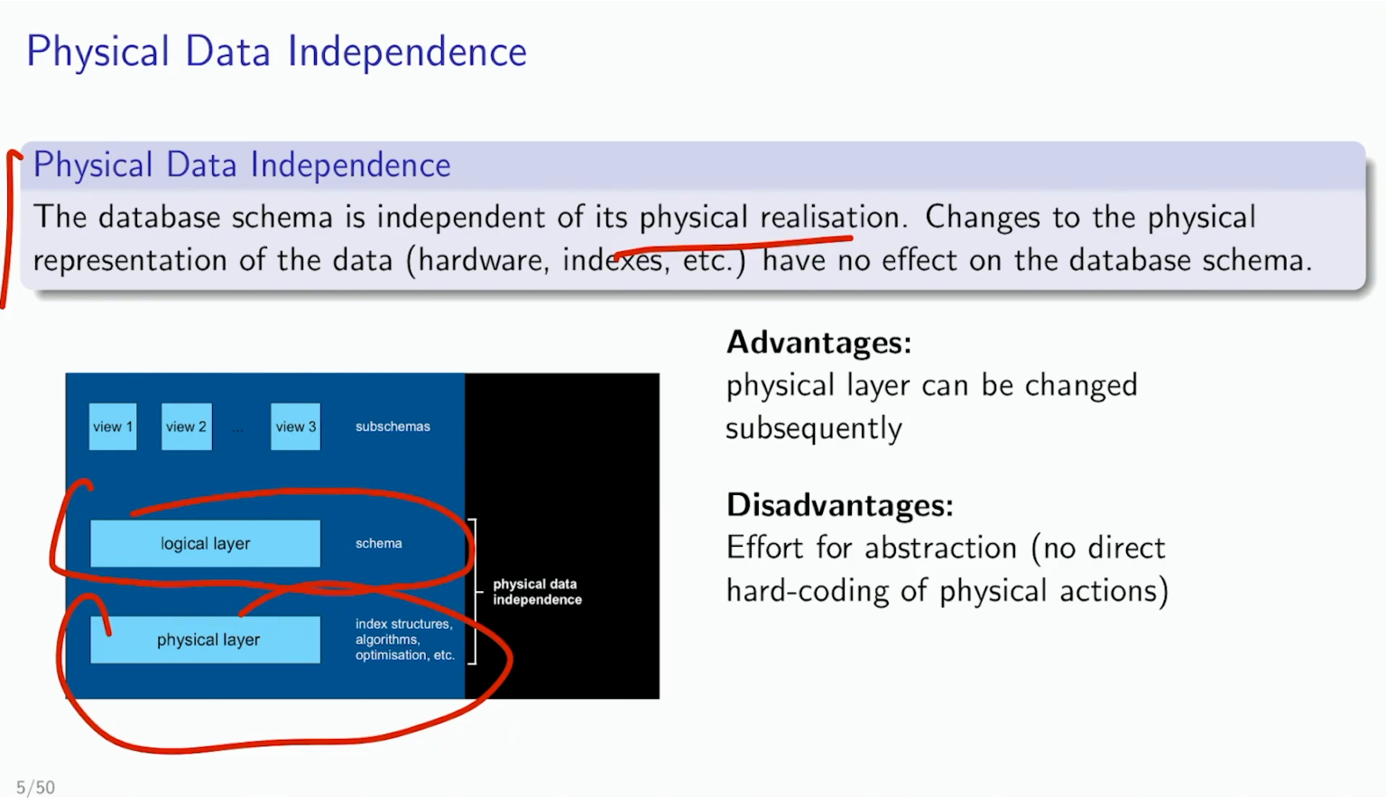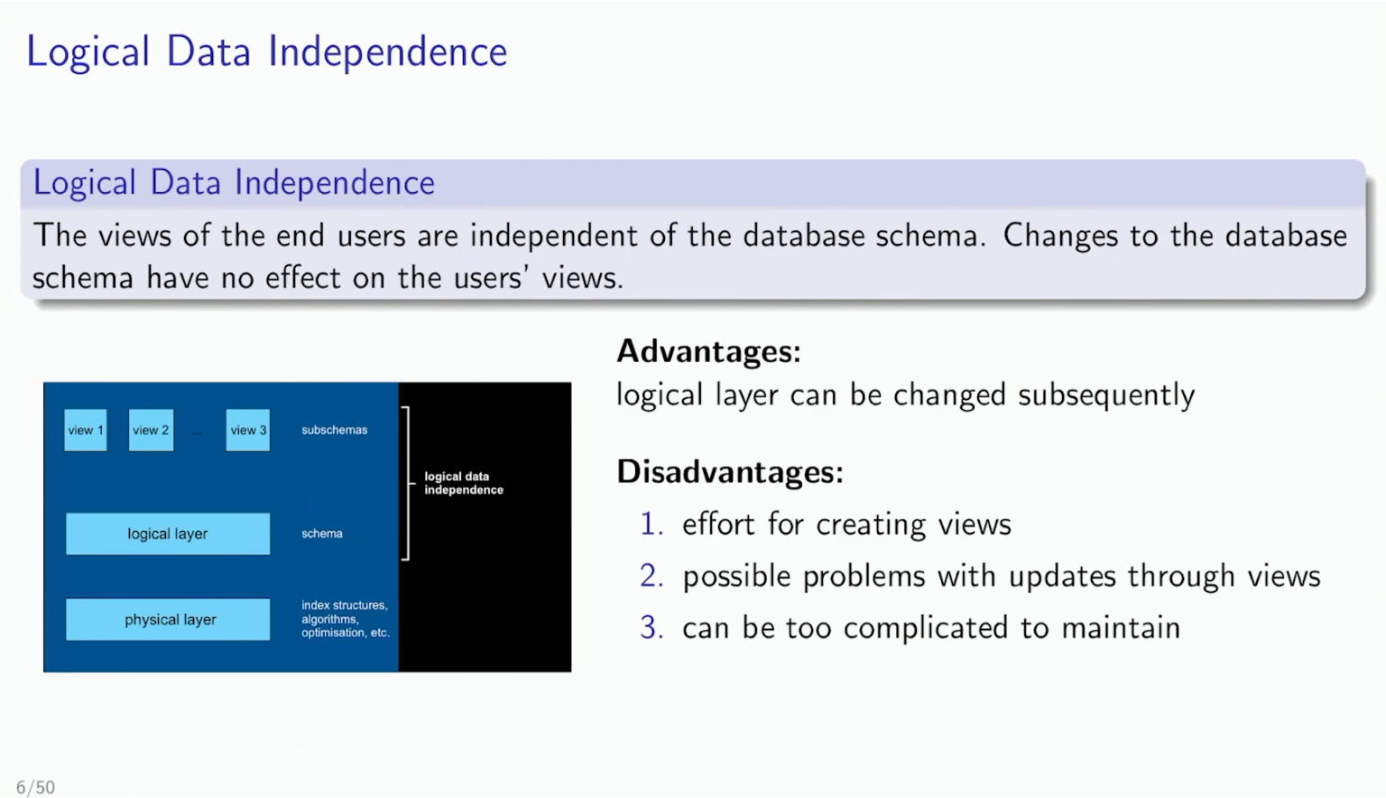So you can scale much more easily than if you hard-coded it. If you hard-code your data system against certain index structures, maybe those index structures will work for a certain size, but not for others. Yeah, then you have to revise your system and so forth and so forth. By introducing this abstraction layer, you gain so much, it's incredible. And another type of independence is logical data independence. That means the views of the end users are independent of the database schema. Changes to the database schema have no effect on the user's views.